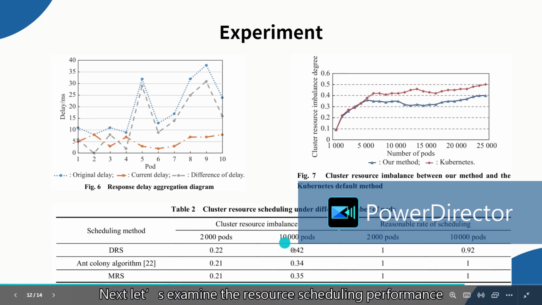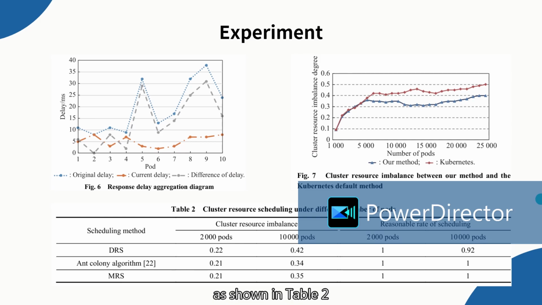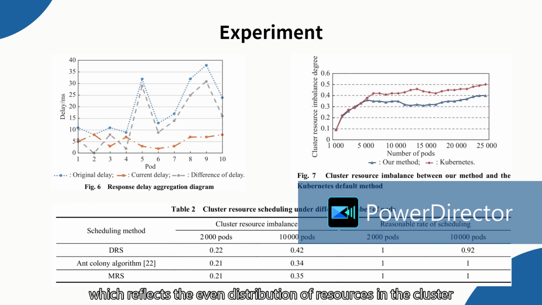Next, let's examine the resource scheduling performance as shown in the table. Three strategies were evaluated: the default Kubernetes scheduling method DRS, the ant colony algorithm, which is an effective but complex scheduling method, and the proposed MRS scheduling strategy. Two key metrics were used. Cluster resource imbalance reflects the even distribution of resources in the cluster. Reasonable scheduling rate, which measures the proportion of successful scheduling requests.